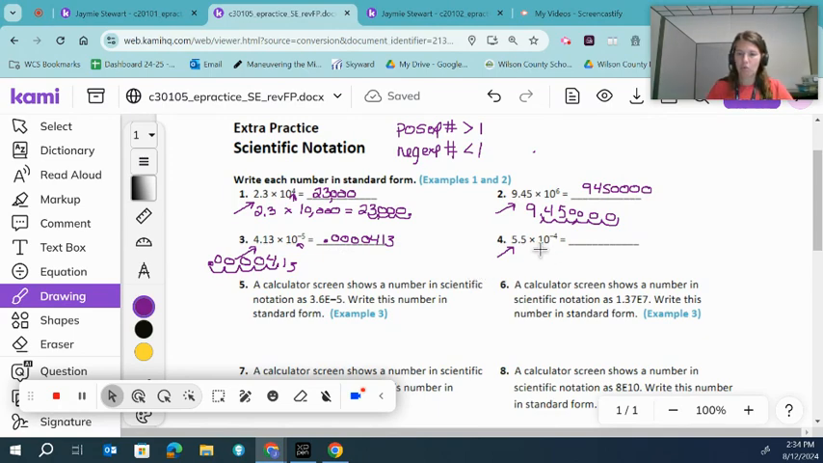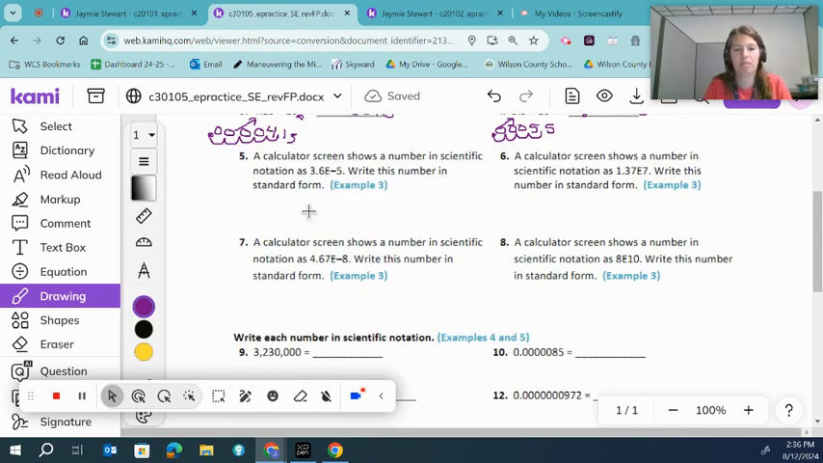And number 4, 5.5 times 10 to the negative 4th power. So again, move my decimal in a direction to create a smaller number. 1, 2, 3, 4. My decimal goes in front.